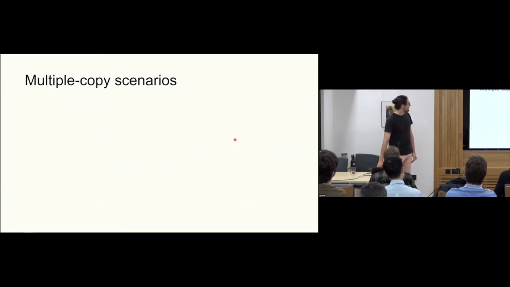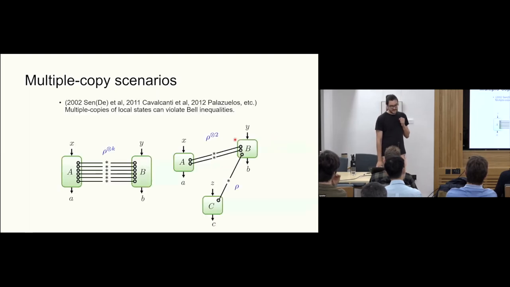And the other class of techniques is the multiple copy scenarios, where you just take many copies of your state, and then by putting them either in a network, but not in the sense of network non-locality, more like just multipartite standard Bell non-locality, or if you just put them in parallel, then you can get non-locality. This makes sense because by having several copies of the state, you're introducing more entanglement in the system, which you can exploit.